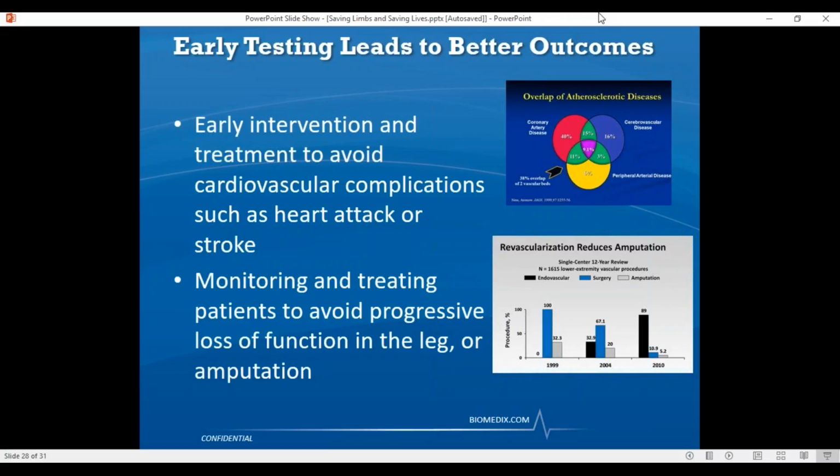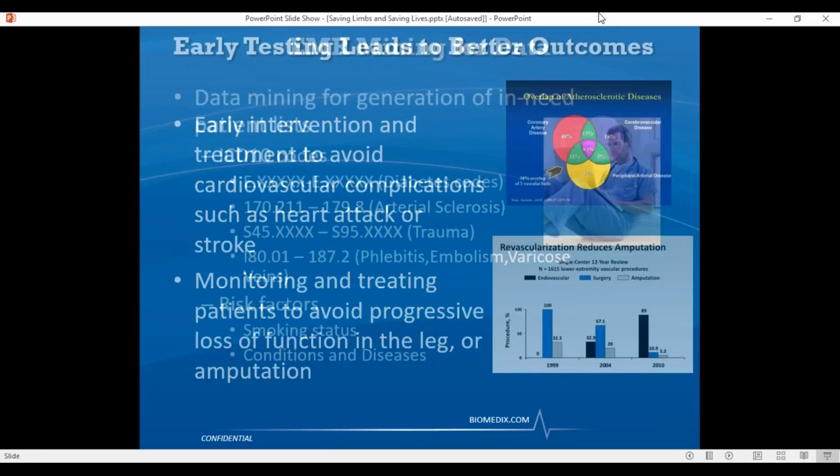Monitoring and treating your patients can help prevent progressive loss of leg function or even amputation. The prognosis following amputation is poor. 2 years following a below-knee amputation, 30% of patients are dead, 15% have an above-knee amputation, 15% have a contralateral amputation, and only 40% have full mobility. These are terrifying statistics, proving that early intervention and treatment is essential.